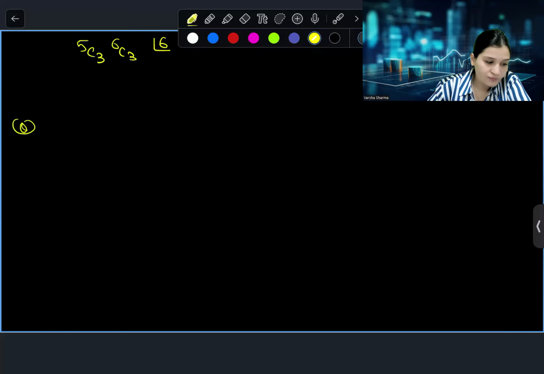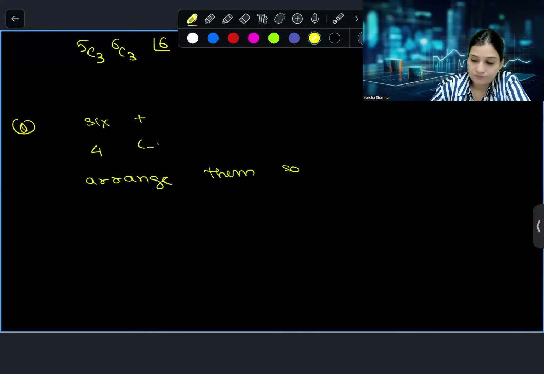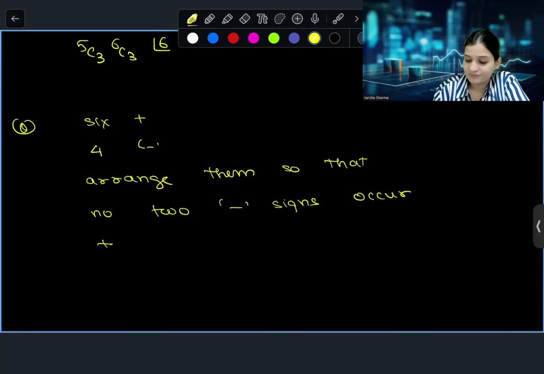Question. 6 plus signs, 4 minus signs. Arrange them so that no two minus signs occur together. Think.